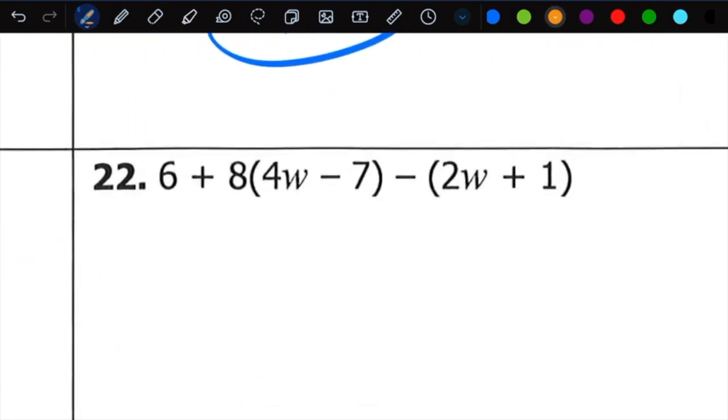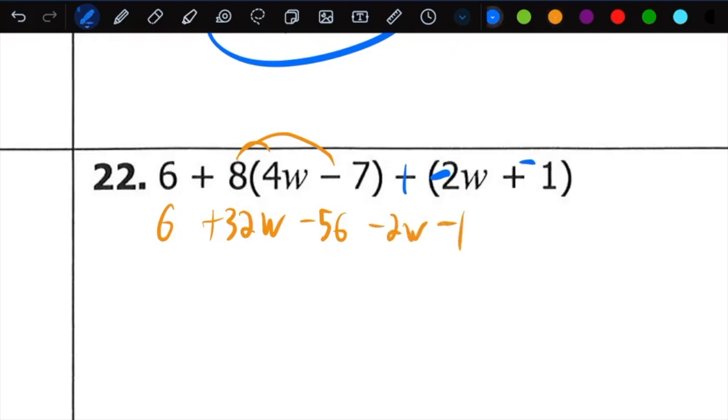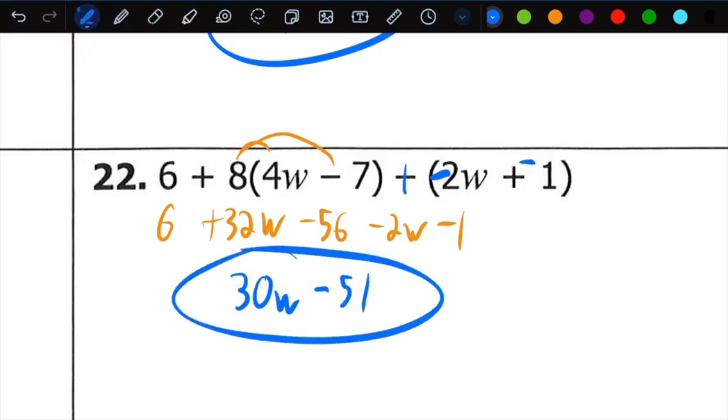22. We have to distribute the 8, so I'm just going to rewrite the 6 because we're not doing anything with that. And 8 times 4w is 32w, and 8 times negative 7 is negative 56. Change these signs, make your life easier. Make everything in the following parenthesis the opposite. Negative 2w minus 1. Combining the w's gives me 30w, and combining the constants gives me negative 51.